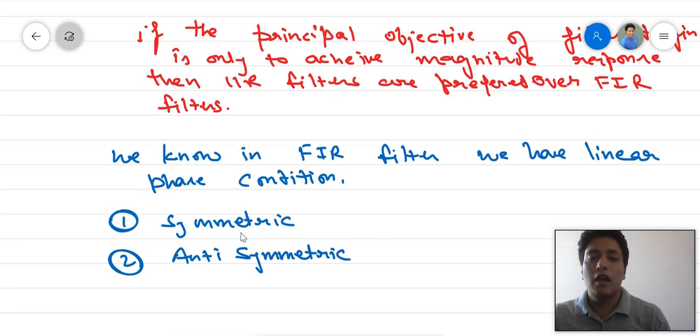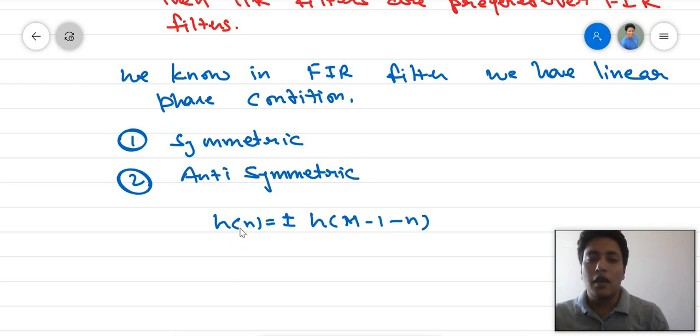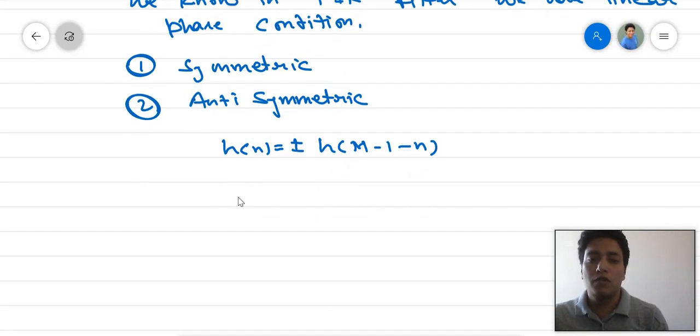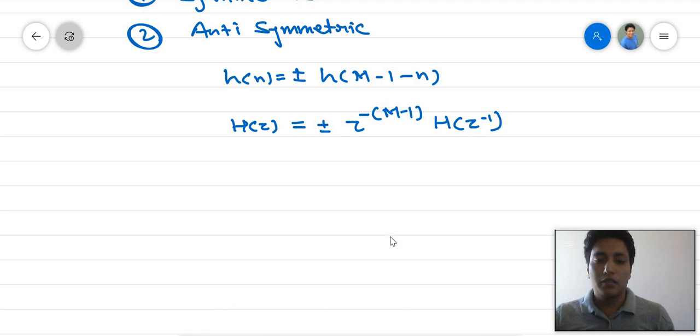FIR filters are either symmetric or anti-symmetric to follow the linear phase condition, and under this condition h(n) is equal to plus or minus h(M-1-n). If we take the Z transform of this equation, H(z) will be equal to plus or minus z to the power minus (M-1), times H of z inverse. Now what does it mean?